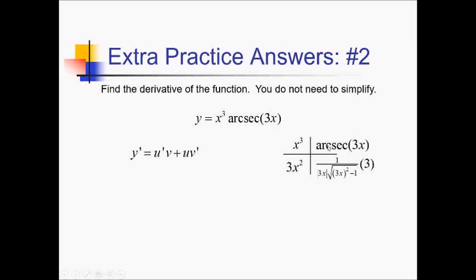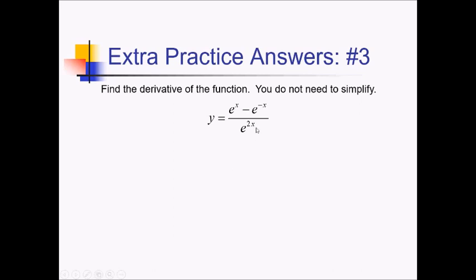All right, using the ribbon to put it back together, we've got 3x squared arcsecant of 3x, plus, now we're going to have a 3 and an x cubed on top here, and all that other stuff in the denominator.